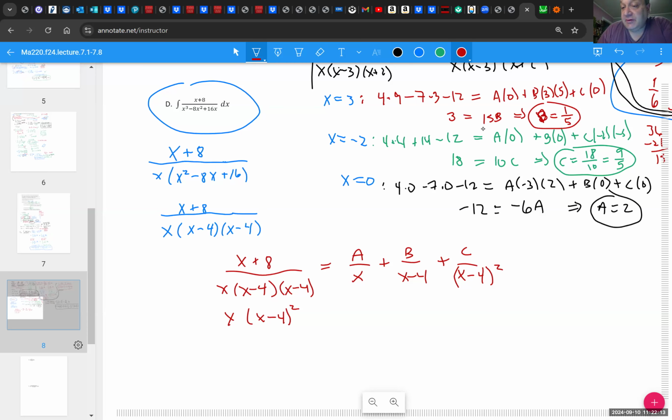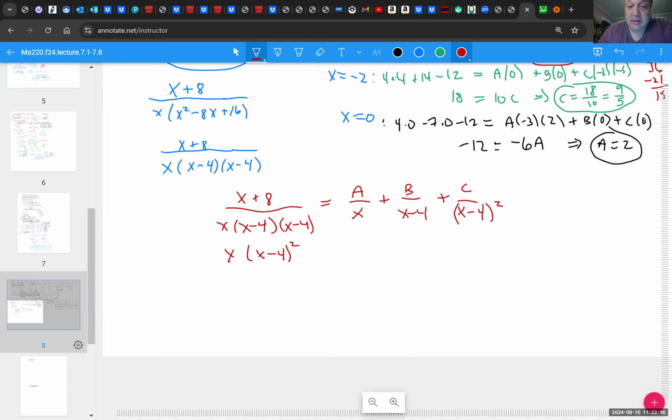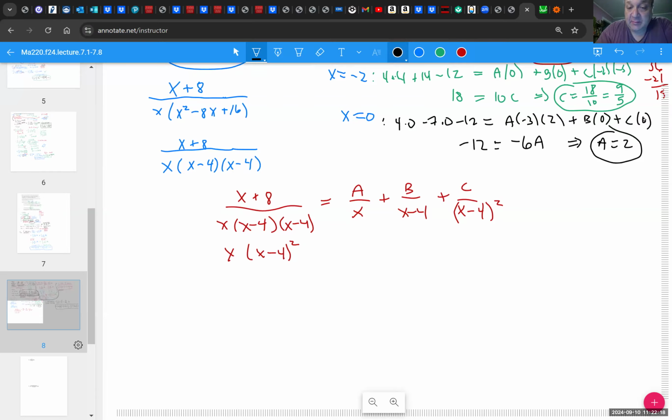And then from here, the procedure is identical to before, where we have to make this into x plus 8 over x times x minus 4 squared. And then we have to get common denominators. For the a, I need to multiply by x minus 4 squared to be able to get x minus 4 squared. For b, I need to multiply by both x and x minus 4 to give me my x minus 4 squared.